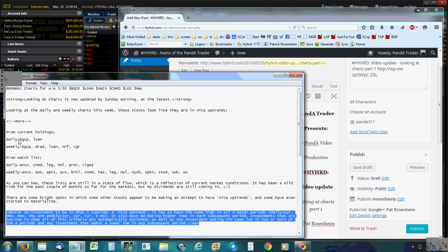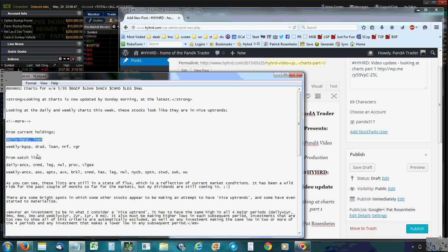When I compile the results for daily and weekly charts, if there's any congruence with the two, for instance, BGCP and loan appear from my current holdings in both the daily and weekly charts as having nice uptrends. And from the watch list, it's ANCX, CNMD, LEG, and NWL. They appear in both daily and weekly uptrends.